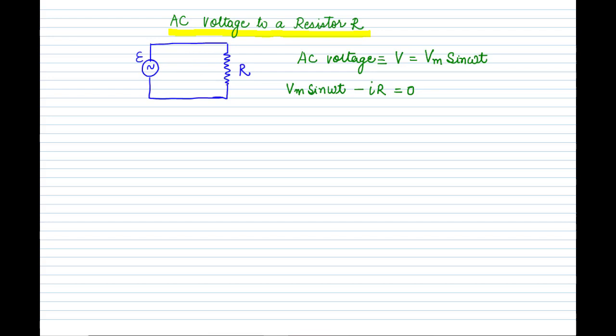So Vm sine omega t minus IR is equal to 0 because we have only two components. This is the voltage source, this is the voltage drop in the resistance. So this is equal to 0. Or you can write down IR is equal to Vm sine omega t. So if we calculate current I from here, then it comes out to be Vm sine omega t upon R.